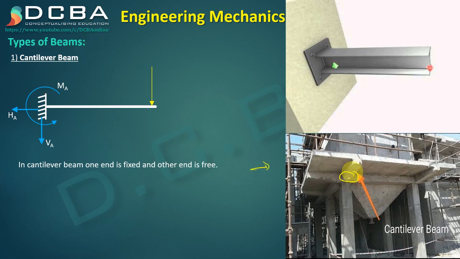So here in this example you can see that this end is fixed and this end is free, so this can be called as a cantilever beam. Same way in this example as well. So on the fixed support, all the three reactions develop. It is the vertical reaction, horizontal reaction and the moment reaction.